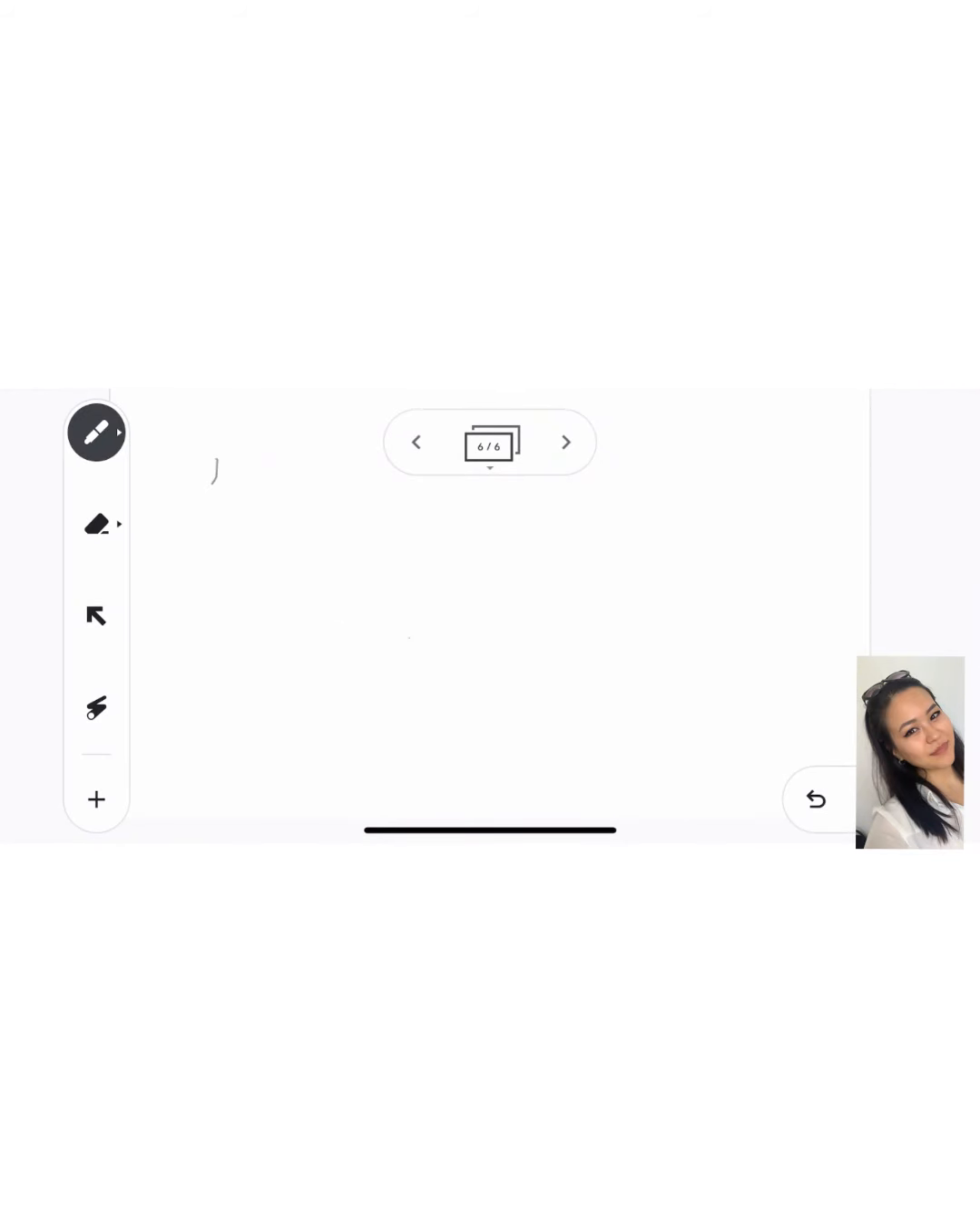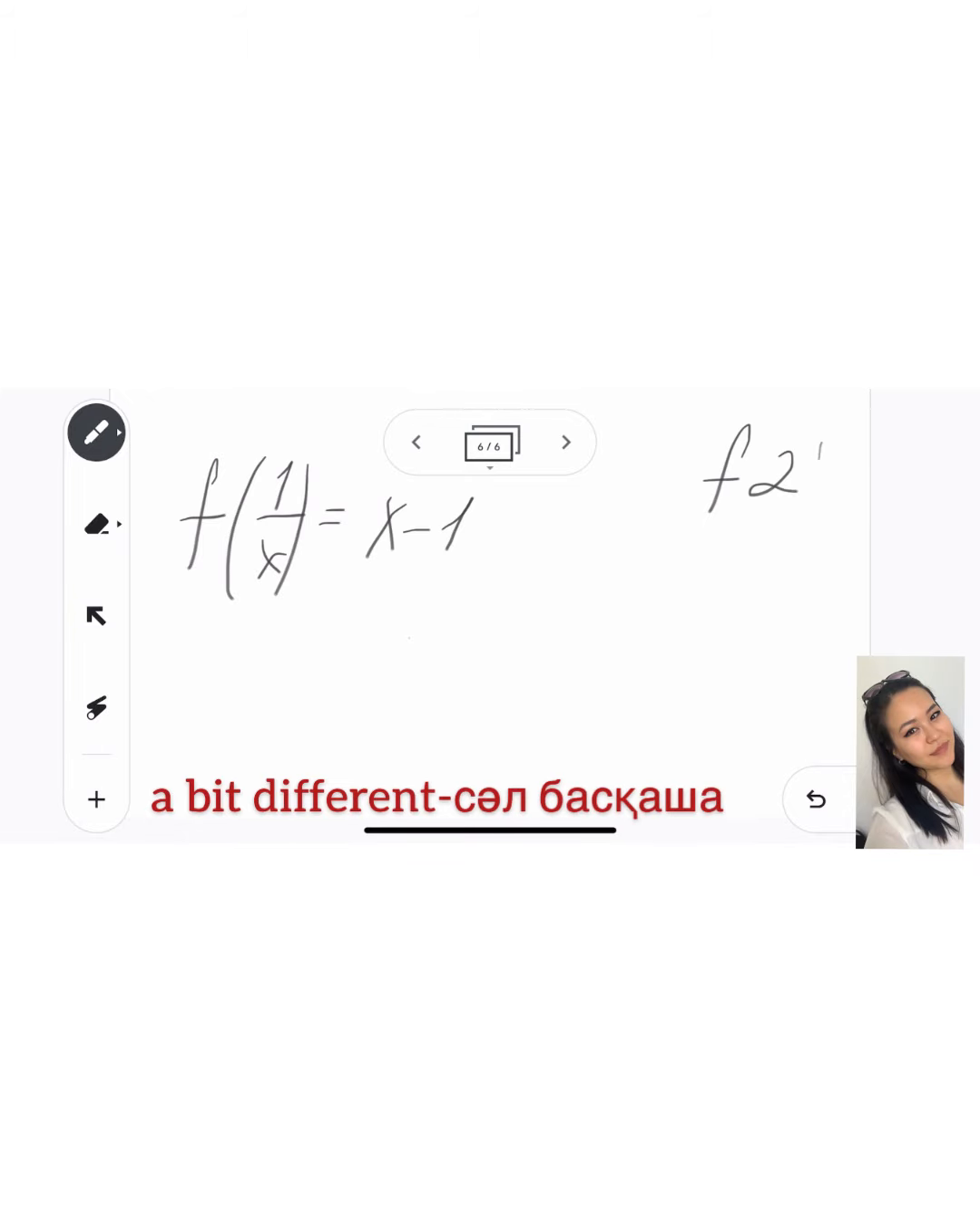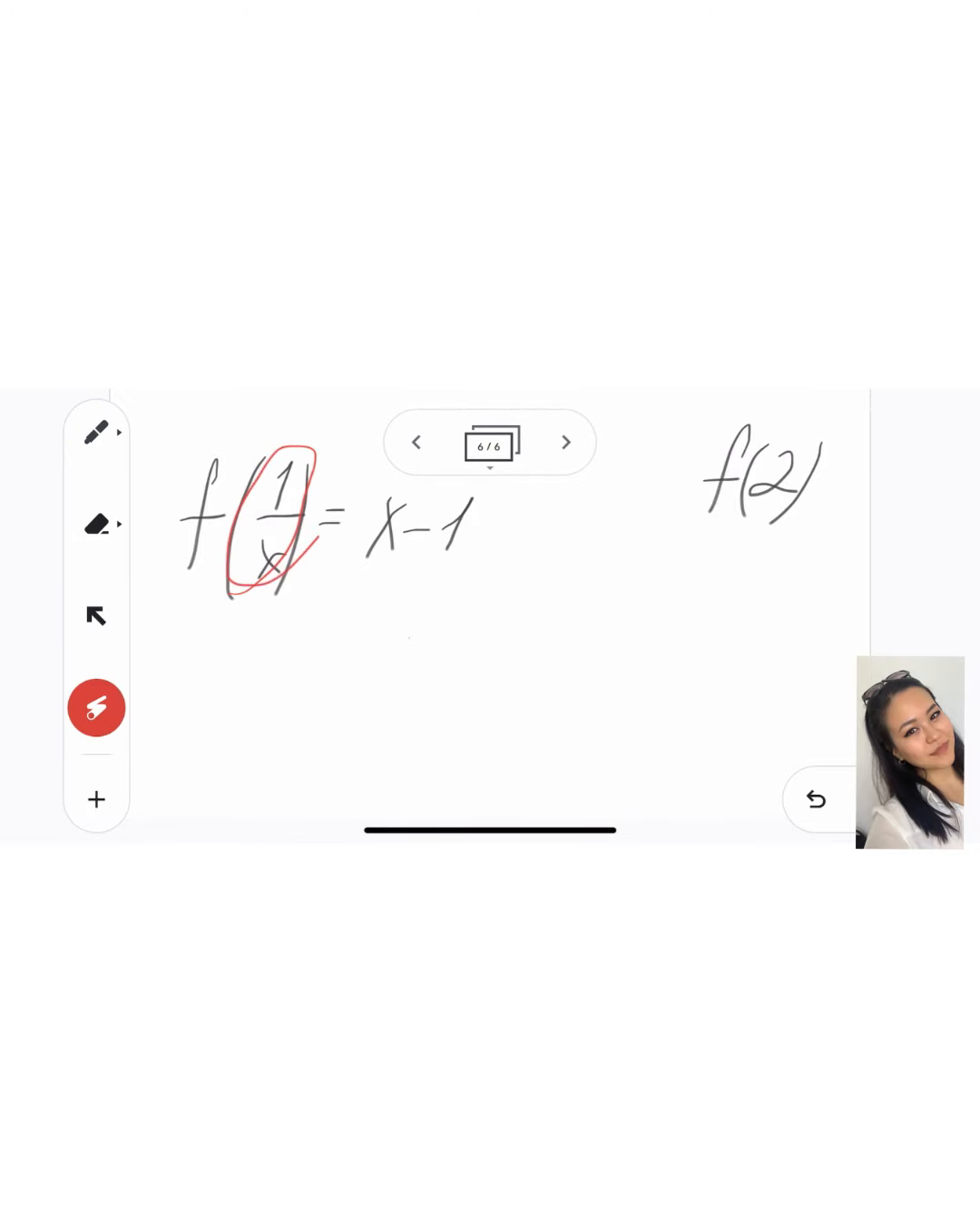The next problem is we are given a function f of not x but 1 over x, so it's a bit different, equals x minus 1. We have to find f of 2. What do we do here? We have to make 1 over x equal to 2. So we have to make sure that 1 over x will be equal to 2.